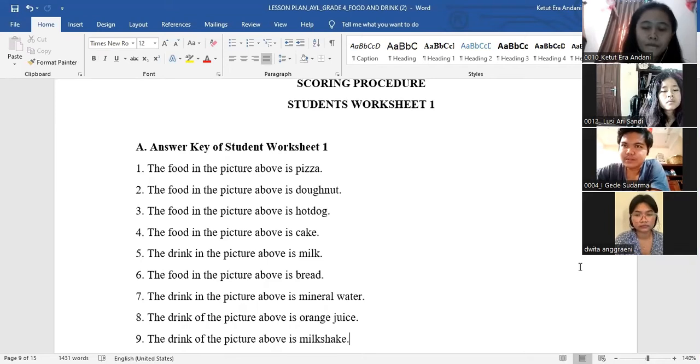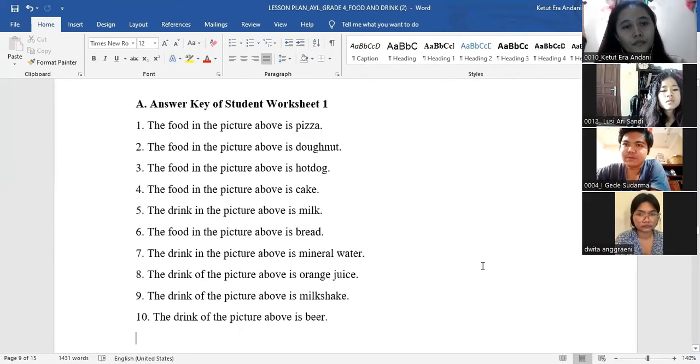Right, now we move to the scoring procedure. Student worksheet 1. A. Answer key of student worksheet 1. For the first is the food in the picture above is pizza. So further of key answer you can see on our screen.